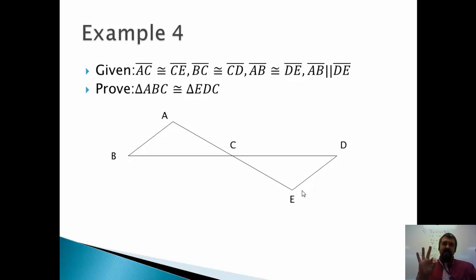We're given 3 sides are congruent and we're told one side is parallel to the other. AC is congruent to CE. Segment BC is congruent to segment CD. Segment AB is congruent to segment DE. And these segments, DE and AB, are parallel. That's the only one I meant to put in there. At this point, it's time to make the 2-column proof.